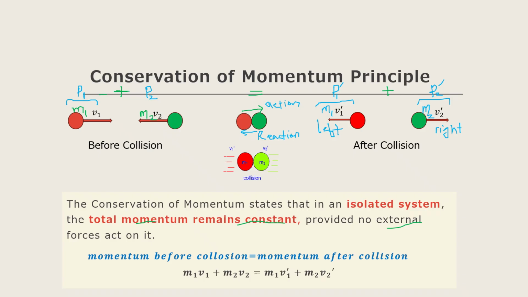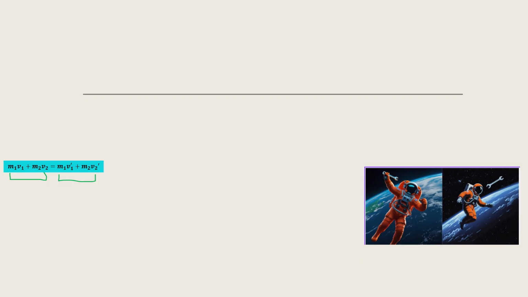So we can write m1 v1 plus m2 v2, which is the total momentum before collision, is equal to the total momentum after collision, m1 v1 prime plus m2 v2 prime. Conservation of momentum is very important in physics because in all isolated systems the momentum must be conserved. As we discussed, the total momentum in any isolated system must be conserved; the momentum before collision must be equal to the momentum after collision.